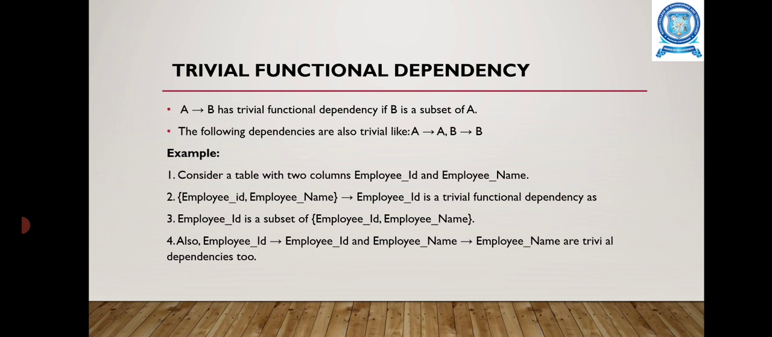For example, consider a table with two columns, employee ID and employee name. Employee ID, employee name tends to employee ID. This is a trivial functional dependency, as employee ID is a subset of employee ID comma employee name. Also, employee ID tends to employee ID and employee name tends to employee name are trivial dependencies too. These are known as trivial functional dependencies.